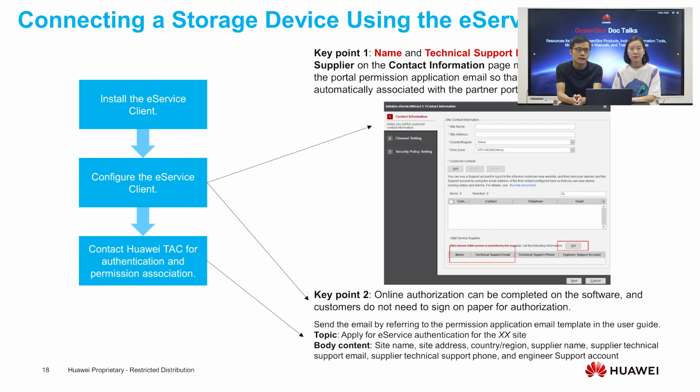After the eService client is configured, the partner can send an email to apply for eService authentication for the sites to the local tag by referring to the application template. The email contains the site name, site address, supplier name, and the like. After the tag performs authentication and the permission association, the eService client can process the customer's device information such as alarms and push the information to the partner portal.